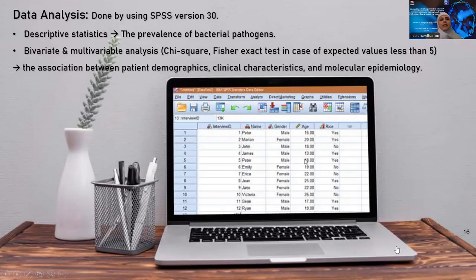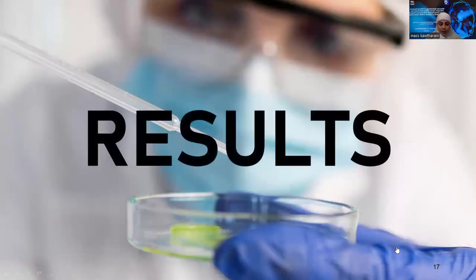Descriptive statistics were applied to identify the prevalence, bacterial distribution, and resistance profile, while associations between patient demographic, clinical characteristics, and molecular epidemiology were identified using bivariate analysis with chi-square and multivariable analysis to identify the independent predictors. The statistical significance was set at a p-value less than 0.05. So now let's move on to our results.